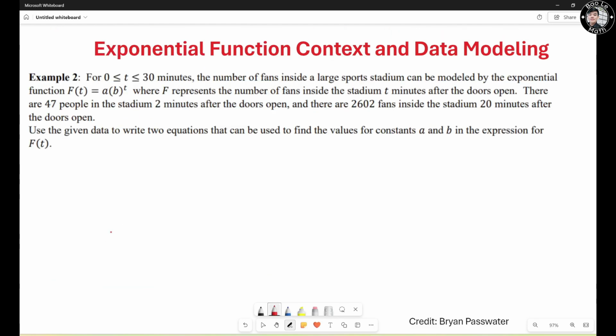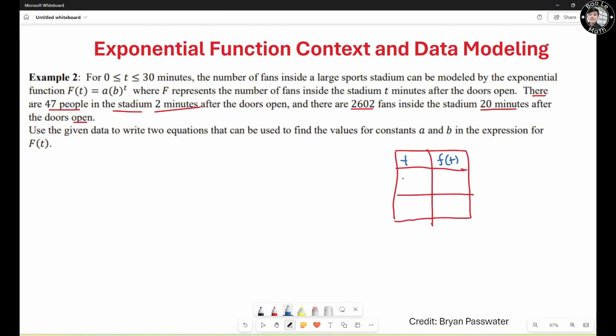Now let's move on to example number 2. So we have a table, right? So at 2 minutes, it's going to be 47 people. If we have 20 minutes, it's going to be 2,602 people, right?